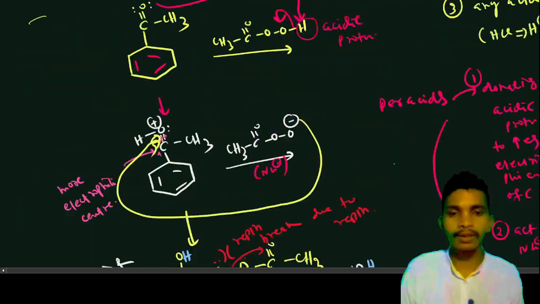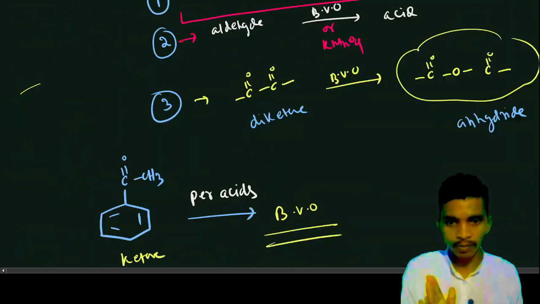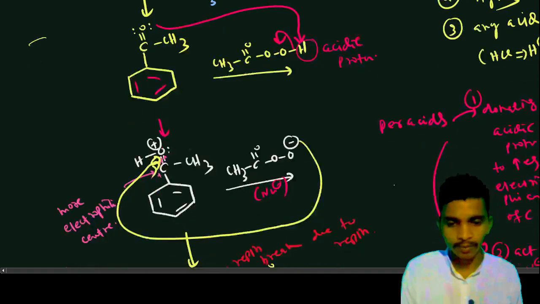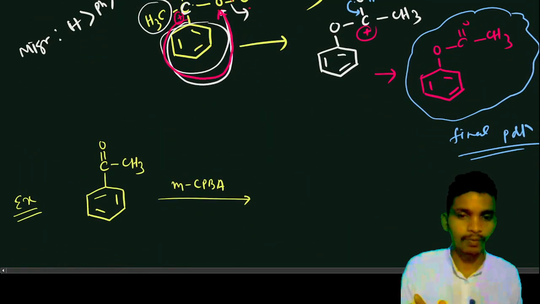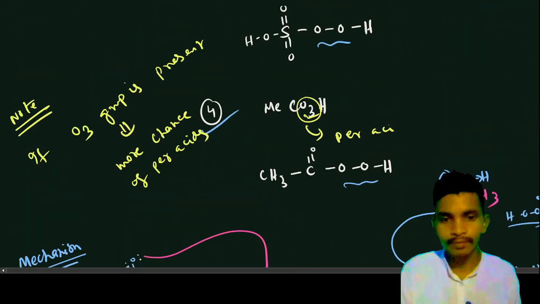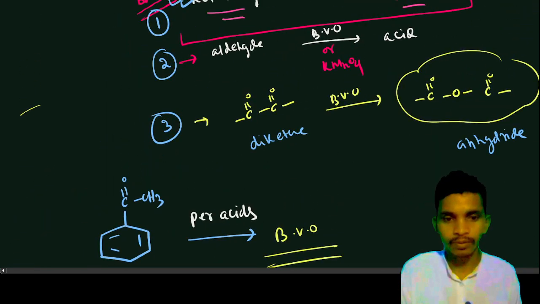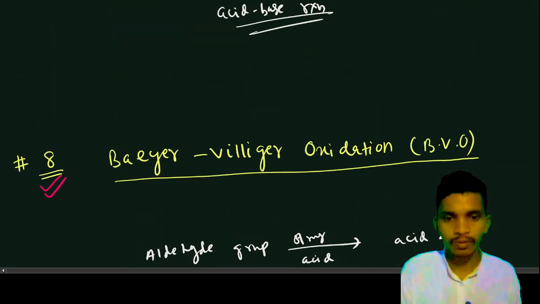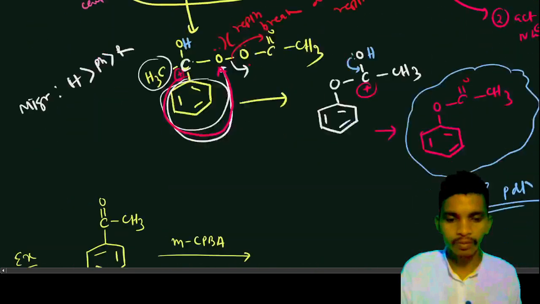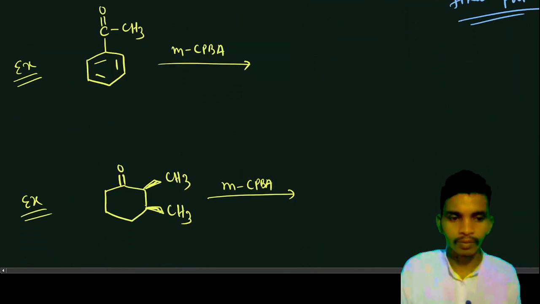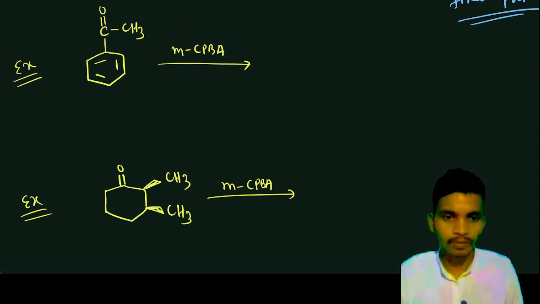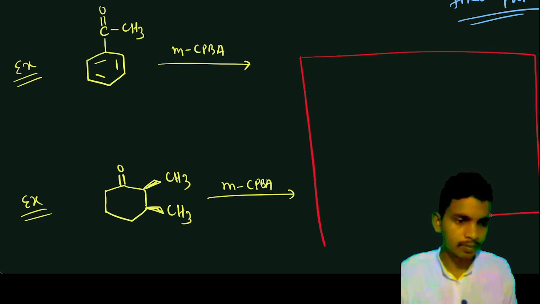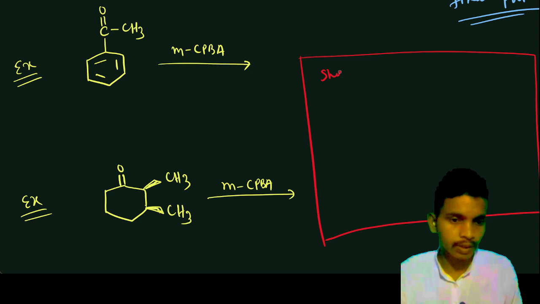Okay, so this is the mechanism, but we always use shortcuts to solve this Baeyer-Villiger oxidation. So what is the shortcut here? What will I do? So yeah, I can solve it here. How will we solve it with the shortcut?